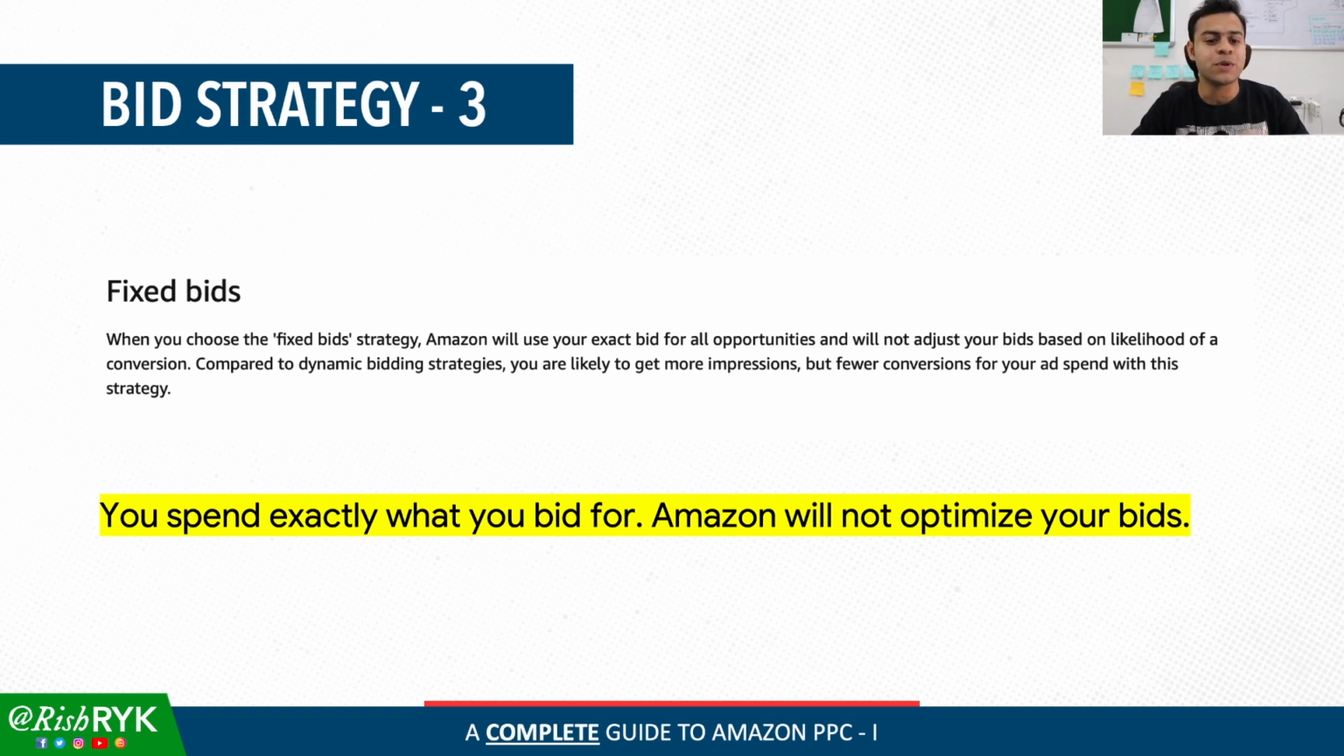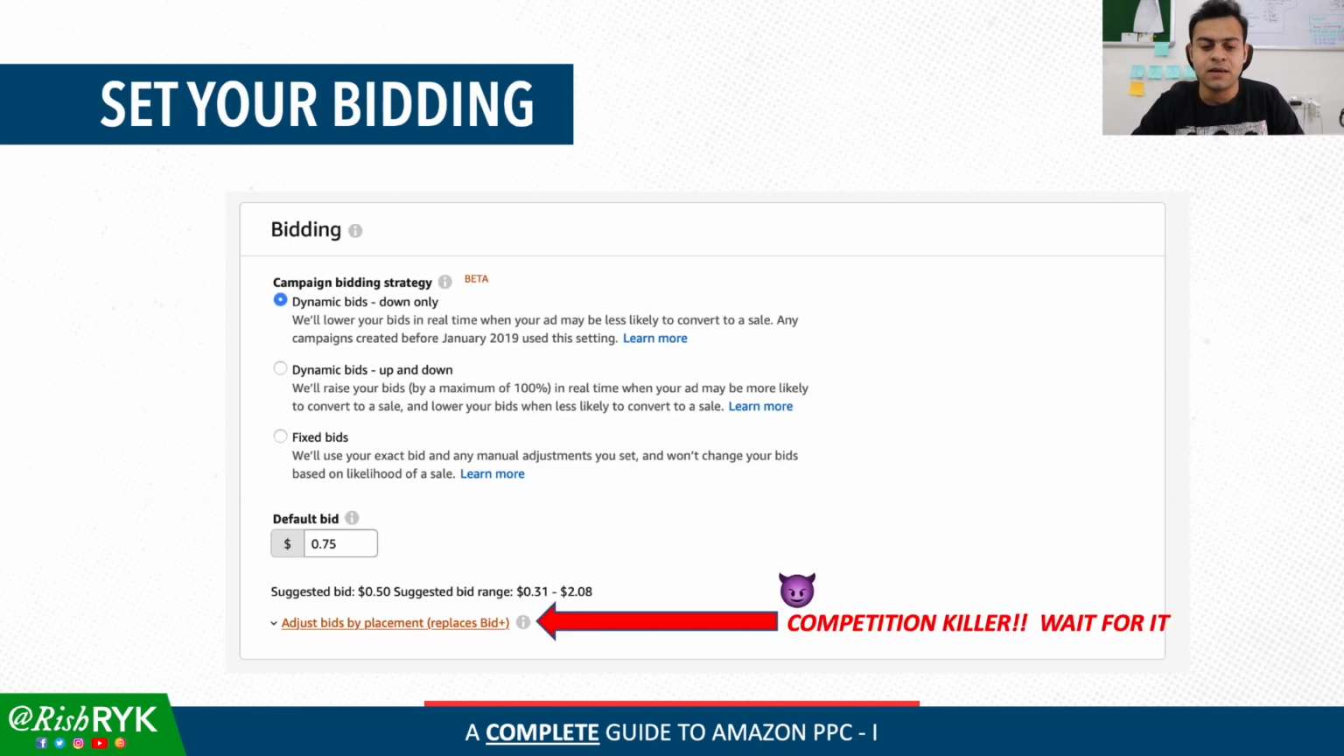This is actually a very advanced thing to do. So ideally you should start with bid strategy 1, and if you think that you really know your market very well, you know your keywords very well, you're somebody who understands how the entire system works, then you should use fixed bids. So in simple words, you spend exactly what you bid for. Amazon will not optimize your ads, and you are the person who is going to optimize your own ads.